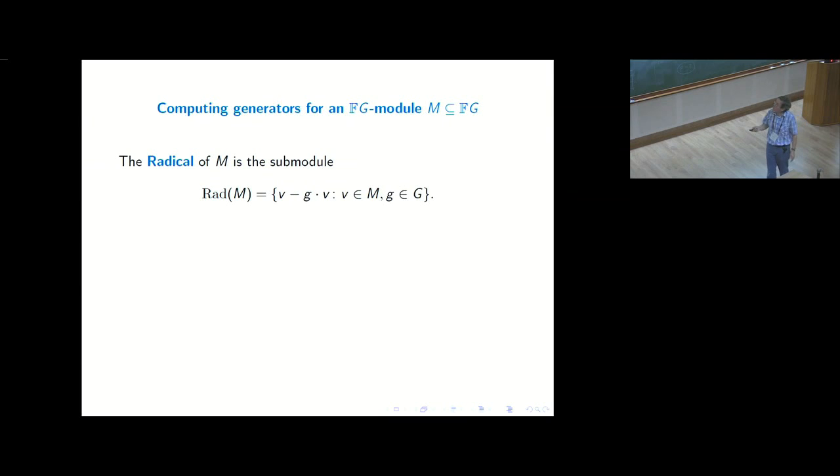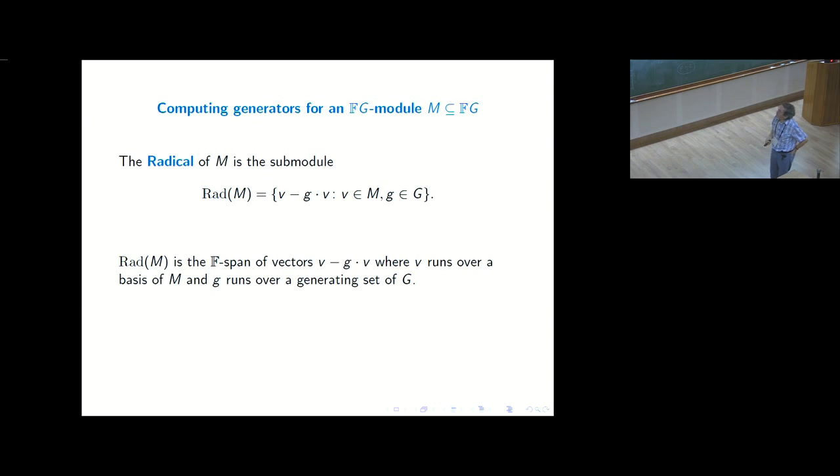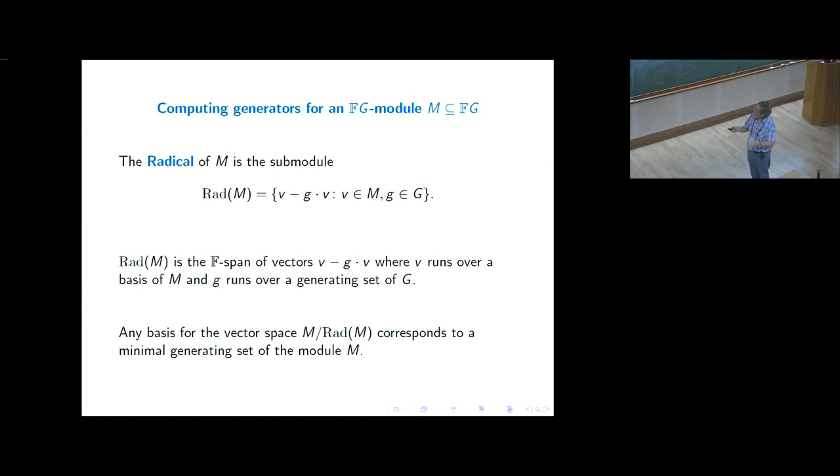Then let's define the radical to be, we know that, and standard theory, which really corresponds to the Frattini subgroup, tells you that the radical is an F span of those vectors. That's the definition, where F runs over a basis of M and G runs over a generating set. So you've got lots of vectors to consider. And a basis for the quotient corresponds to a minimal generating set for the module. So you can actually find a minimal generating set for the module doing nothing but linear algebra.